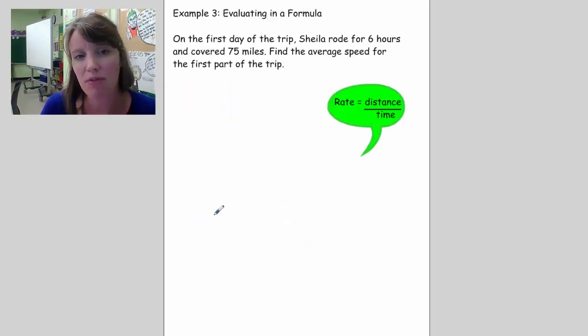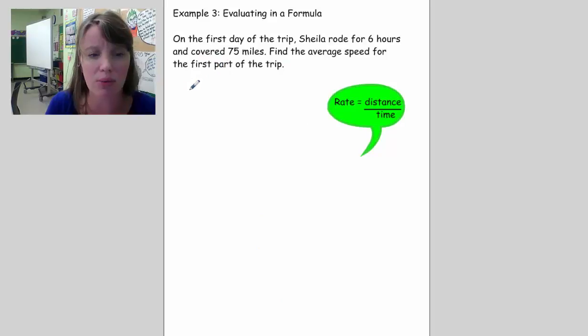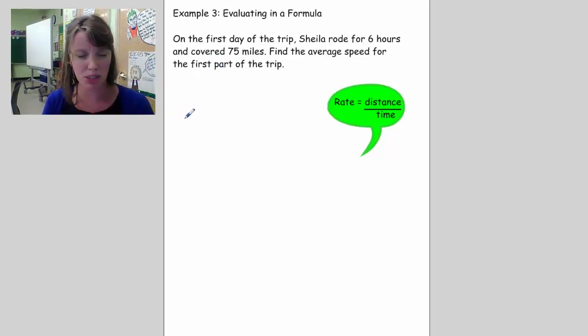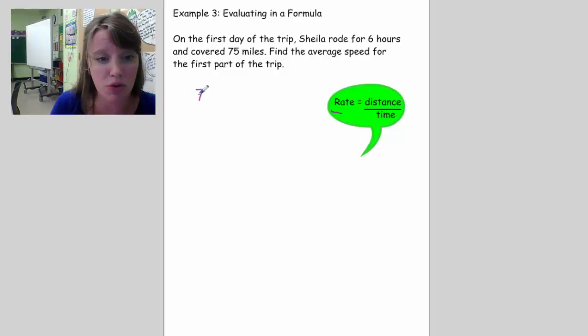Finally, we're going to talk about evaluating in a formula. Let's say that we have a situation where Sheila drove for 6 hours and covered 75 miles. We want to find the average speed for the first part of the formula. Well, rate is equal to the distance traveled over the amount of time it took to travel. So it looks like she drove 75 miles. So this is rate. I know this looks like an equation because it has an equal sign here, but what I'm really doing is substituting the value into the right side: distance over time. So distance over the 6 hours.